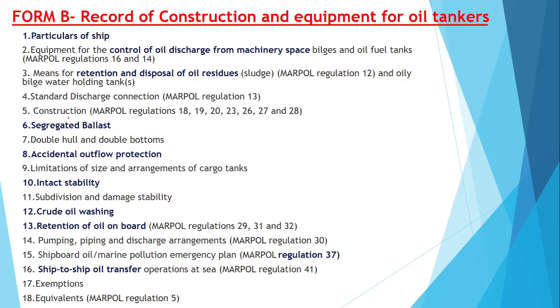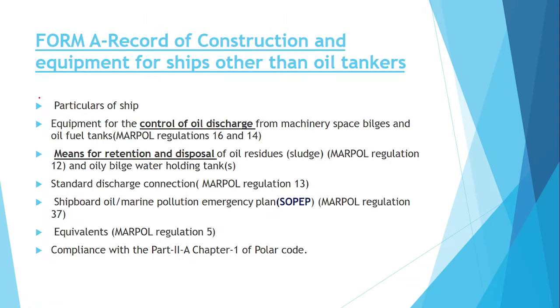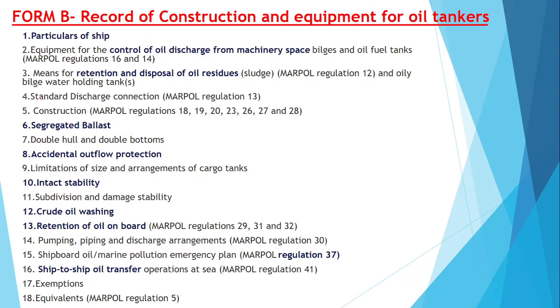Okay, and after that, segregated ballast tank, double hull, accident outflow, intact stability, crude oil washing, retention on board. So you can see from here, the first 5 points are almost the same for Form A and Form B till here. The SOPEP is also the same. The difference is coming from here.